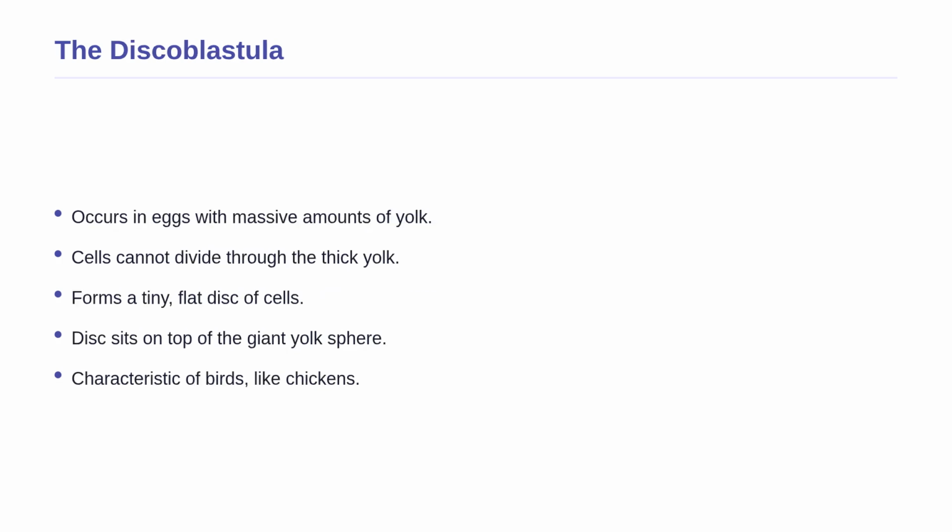Moving on from solid balls, what happens when an egg is packed with a massive amount of yolk? This brings us to the discoblastula. Think of a chicken egg. The yolk is so thick and dense that the dividing cells simply cannot penetrate it. Instead of forming a ball, the cells form a tiny, flat disc that sits right on top of the giant yolk sphere. It looks much like a small frisbee resting on a large beach ball. The yolk remains uncleaved, serving purely as a massive nutrient reserve for the developing embryo.